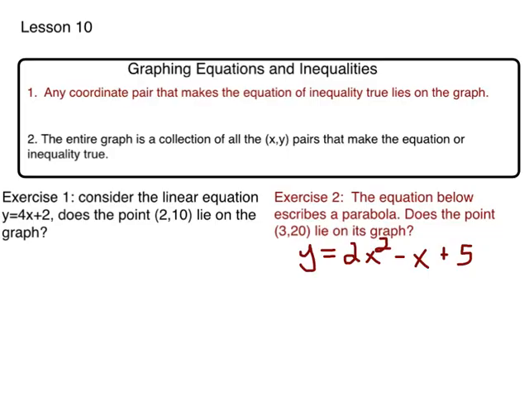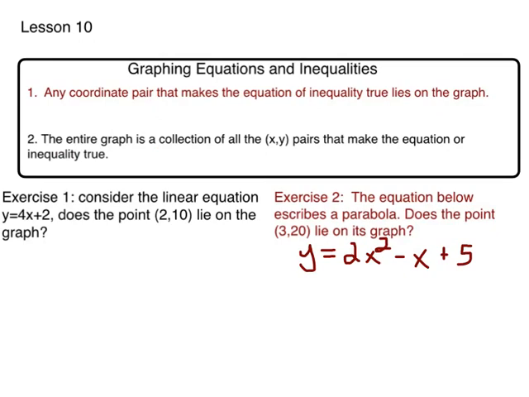Any coordinate pair that makes the equation or inequality true lies on the graph. Second point, the entire graph is a collection of all x and y pairs that make the equation or inequality true. You're going to see what that means. We've already practiced what makes an equation true. Now we're going to touch upon what makes an inequality true. So let's look at exercise number 1.